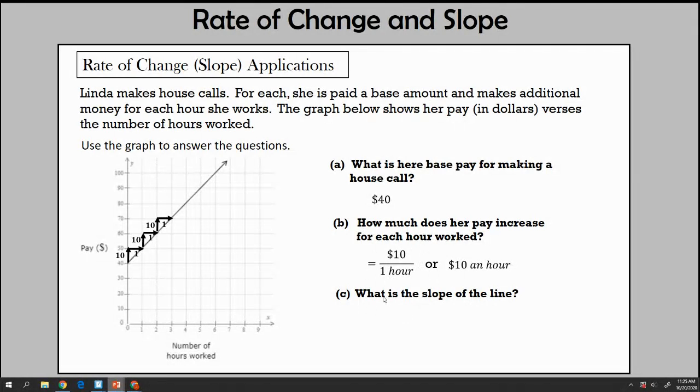Okay, so what's the slope? Well, the slope is a rise of 10 and a run of 1. The slope is 10. The rate of change is $10 an hour. I'm putting labels on it. So slope and rate of change are the same number. Rate of change is more, hey, let's put some numbers on it to explain what it means. Slope is just, hey, we're going up 10 over 1. That's what the line's doing.